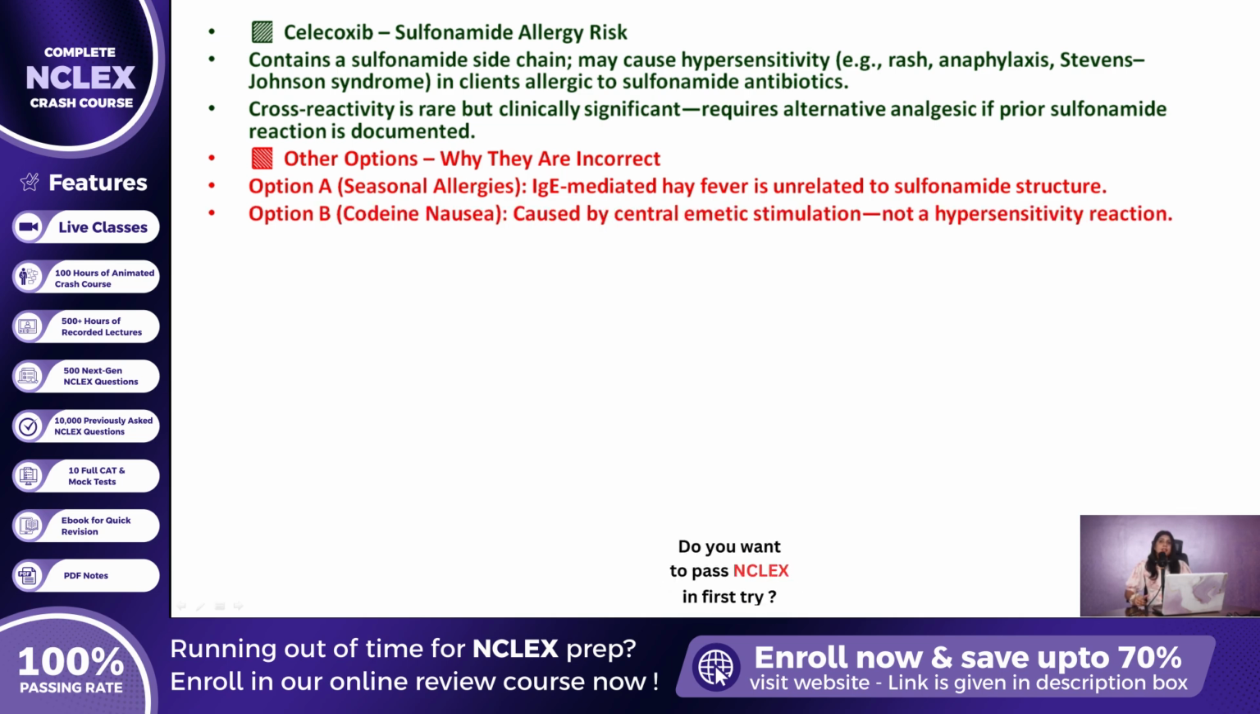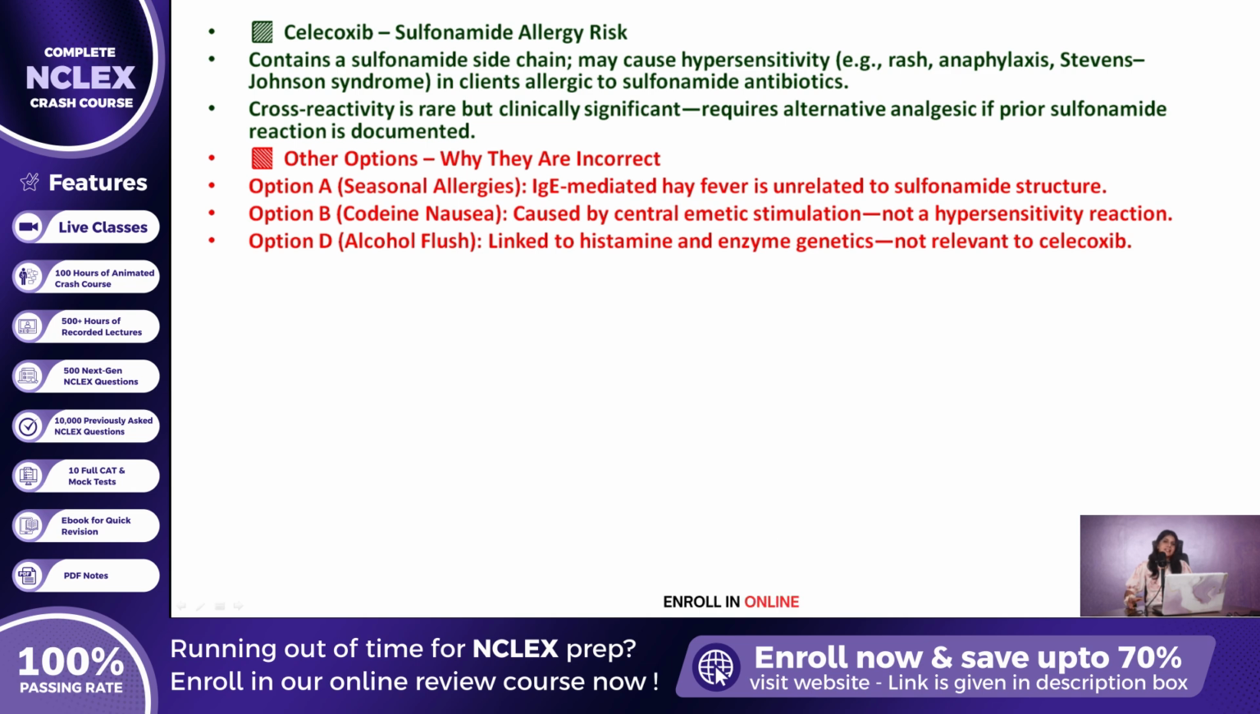Option B indicates codeine-induced nausea, a side effect resulting from central emetic center stimulation, rather than a true hypersensitivity reaction mediated by immunoglobulin E or T lymphocytes. And it does not imply cross-reactivity with celecoxib. Option D refers to alcohol flush syndrome, which arises from genetic variants in histamine metabolism and alcohol dehydrogenase, completely unrelated to celecoxib's mechanism of cyclooxygenase-2 inhibition, or its sulfonamide component.